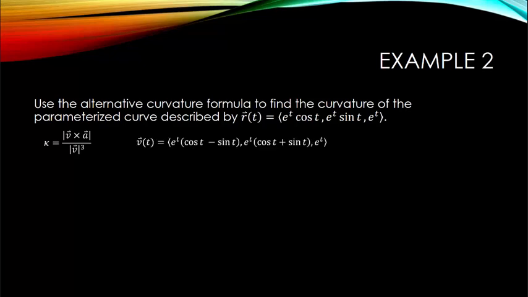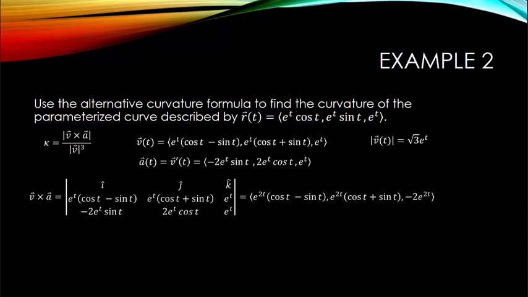The velocity has the components e to the t times the quantity cosine t minus sine t, e to the t times the quantity cosine t plus sine t, and e to the t. The magnitude of the velocity is given by the square root of 3 times e to the t. My acceleration is the first derivative of velocity with respect to time. This gives me a vector with the components negative 2 e to the t sine t, 2 e to the t cosine t, and e to the t.